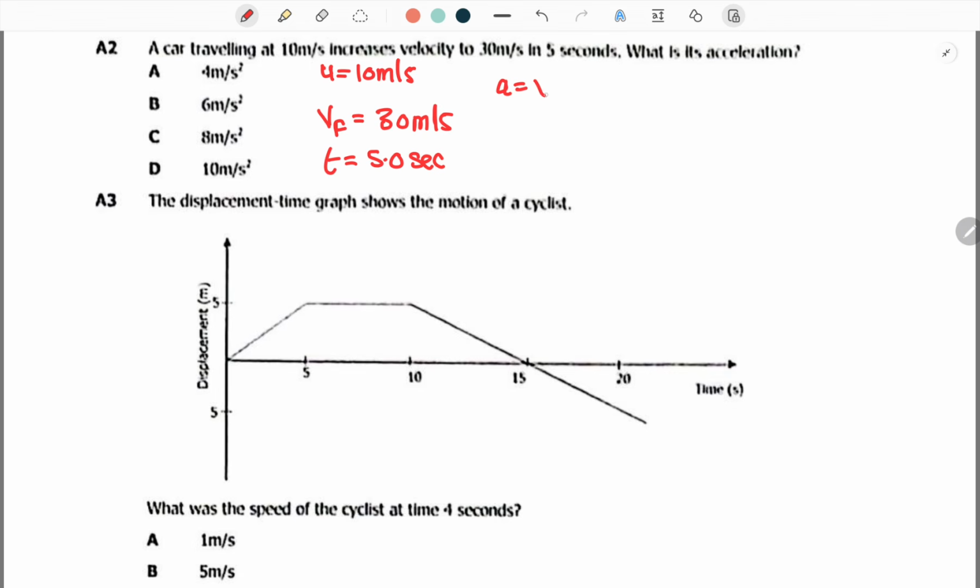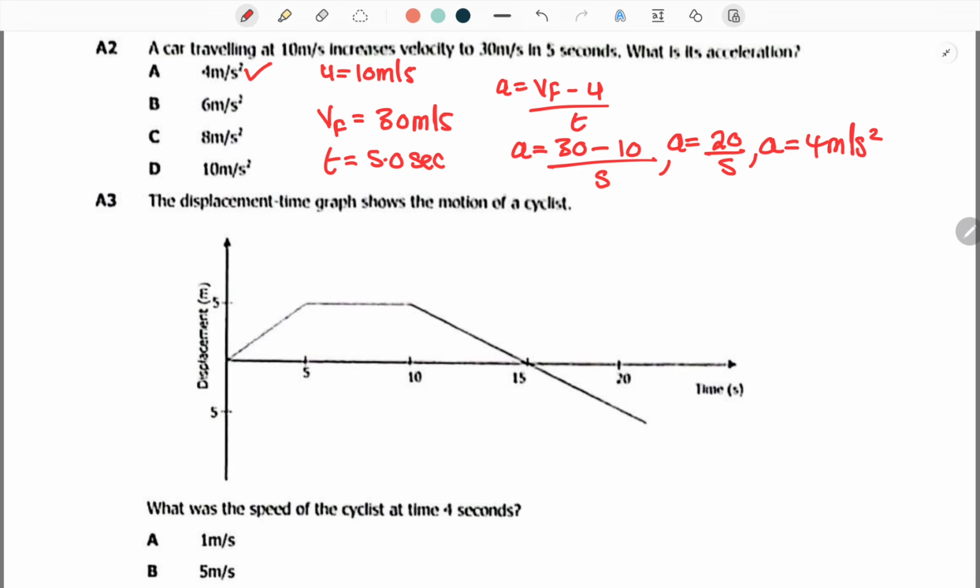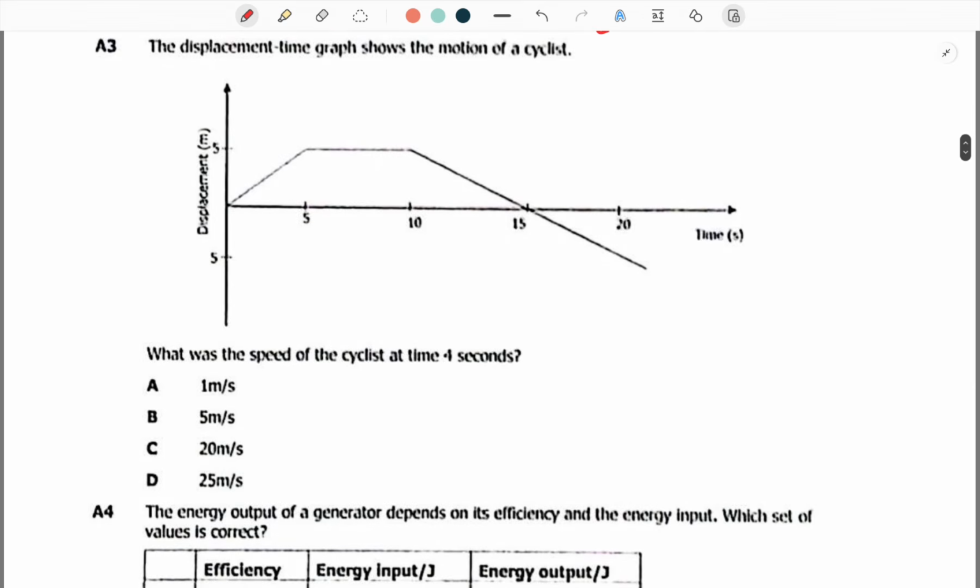Acceleration is given by v final minus v initial over the time. So acceleration is going to equal your v final, which was 30, minus your initial, which was 10, over your time, which is 5. So your acceleration is going to be 20 over 5. Then we're going to have acceleration equal to 4 meters per second squared. So of course, this is how you're going to find your answer as A. Okay. We go to the third question.